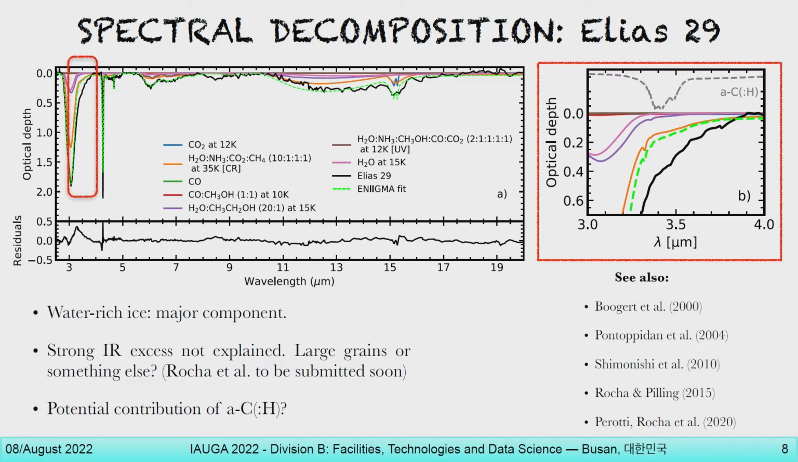Another potential contribution would be this hydrogenated amorphous carbon. That was one of the suggestions of the referee of the paper, and we do see that this could be a potential solution for this excess. But let's wait a little bit more, because ENIGMA performs a fit between 2.5 and 20 microns, and then you can also see the presence of possible contributions in the other ranges of the spectrum.